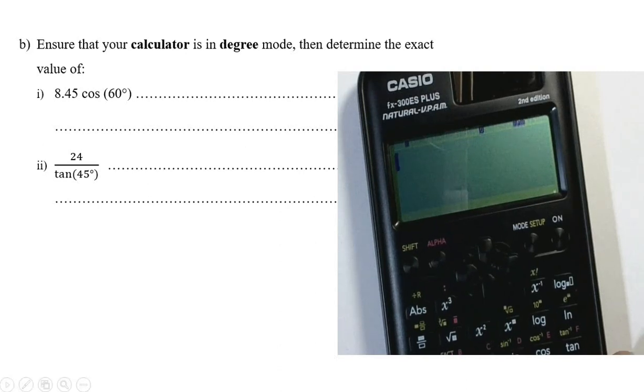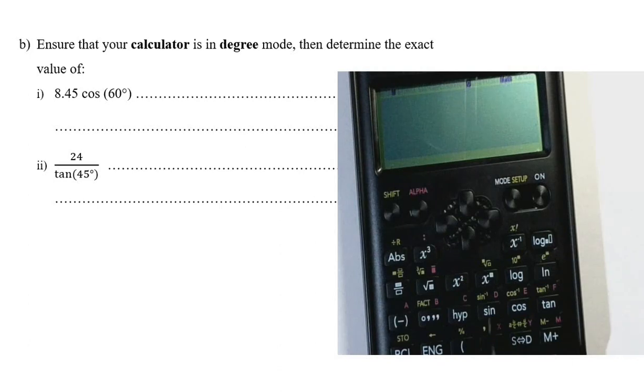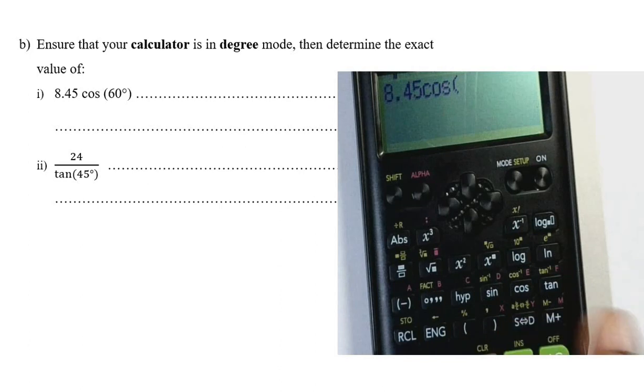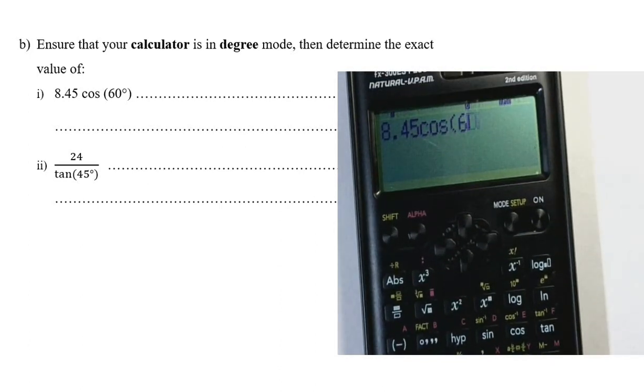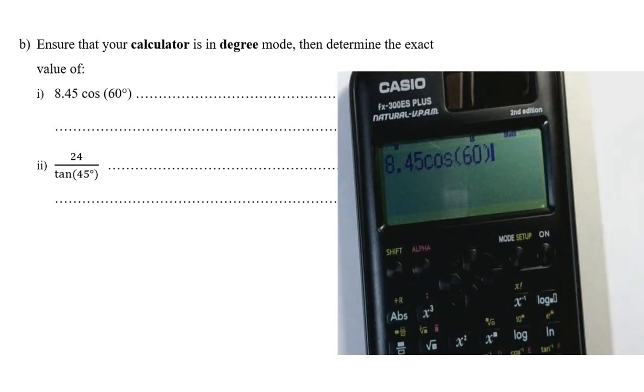Okay, so what we're going to do here is to look at how we can use the trigonometric ratio buttons, sine, cosine, and tangent. We were given 8.45, so we simply enter 8.45 in the calculator, then we press cosine. If you don't see this open bracket, you can just simply press this button, but you want to have it there. Then enter 60, then preferably close bracket, and then you press equal.